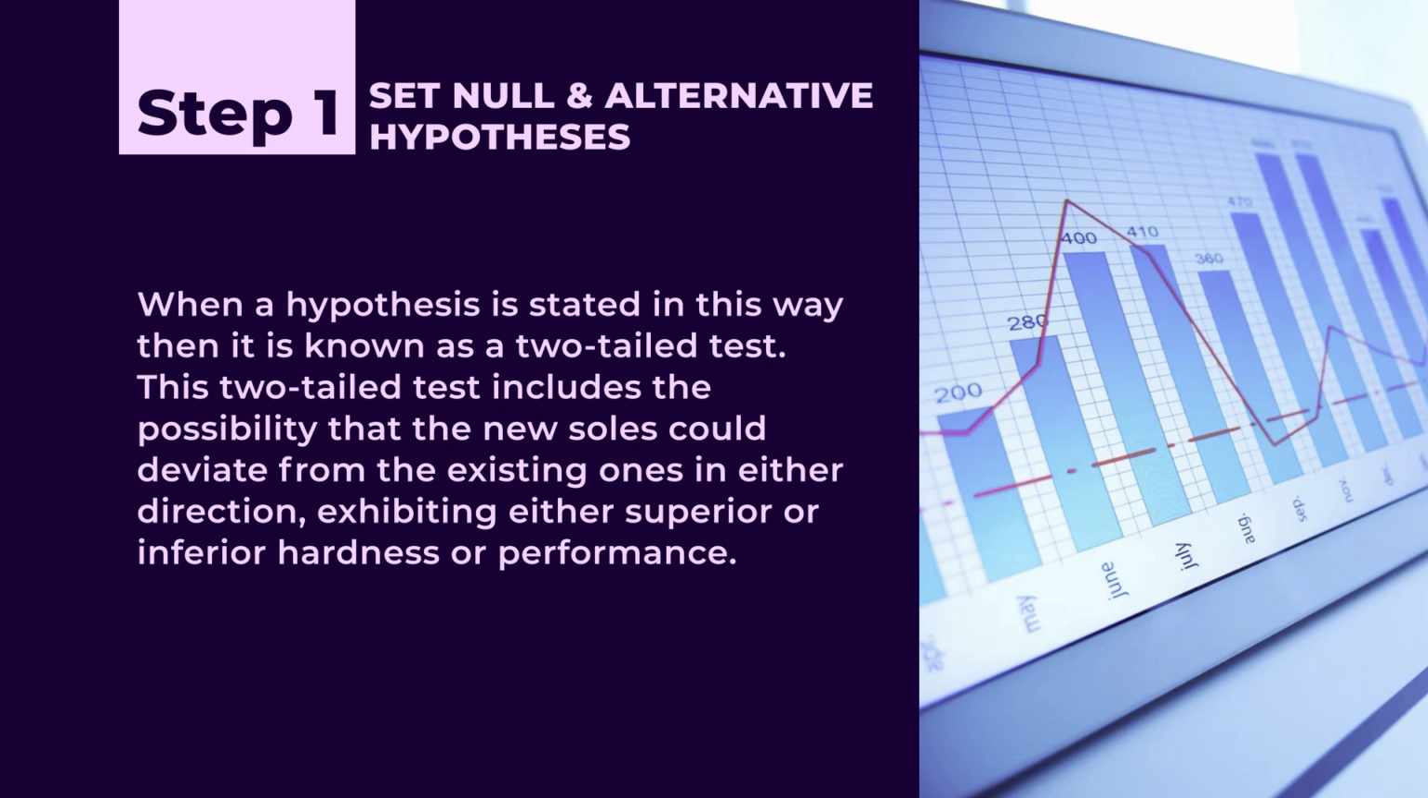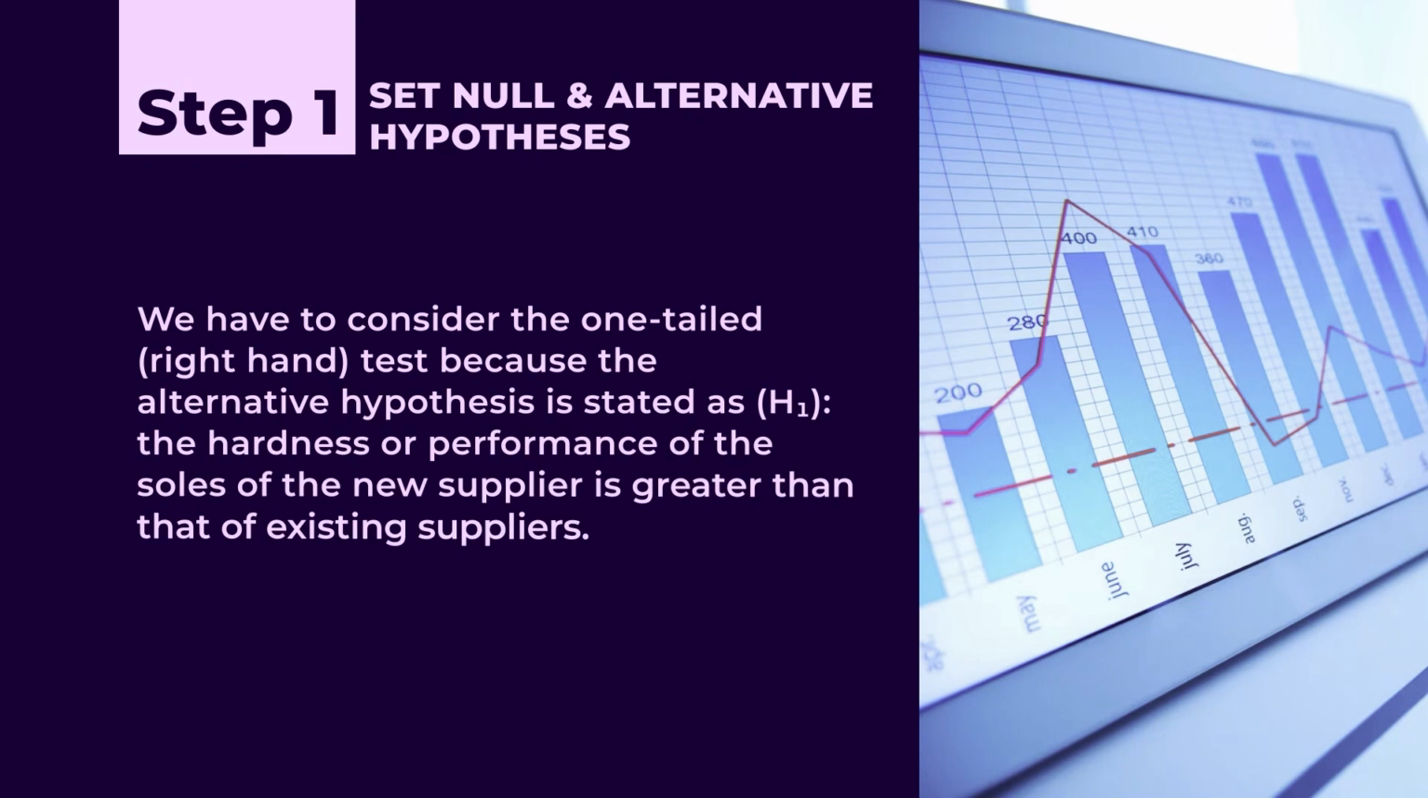This two-tailed test includes the possibility that the new soles could deviate from the existing ones in either direction, exhibiting either superior or inferior hardness or performance. The selection between a one-tailed or two-tailed test depends on the situation and available evidence. However, in our case, we have to consider the one-tailed right-hand test because the alternative hypothesis is stated as the hardness of the soles of the new supplier is greater than that of existing suppliers.